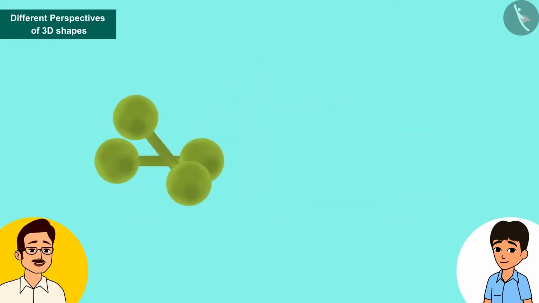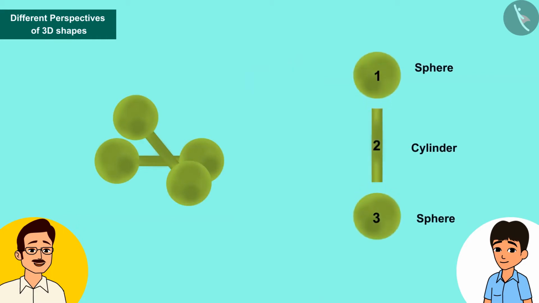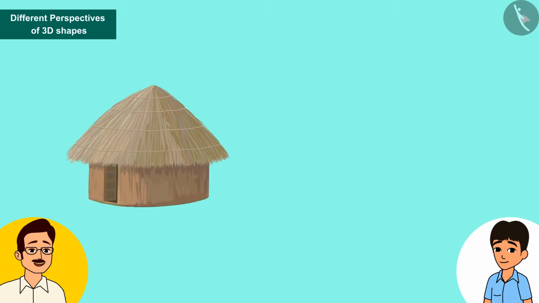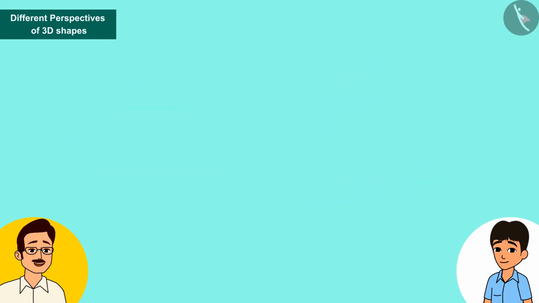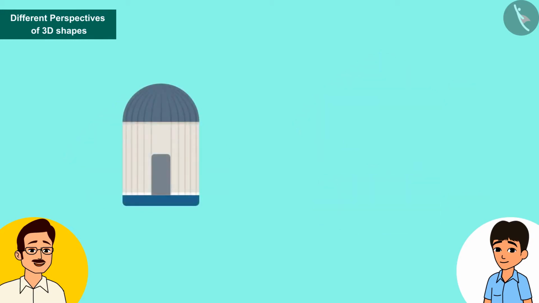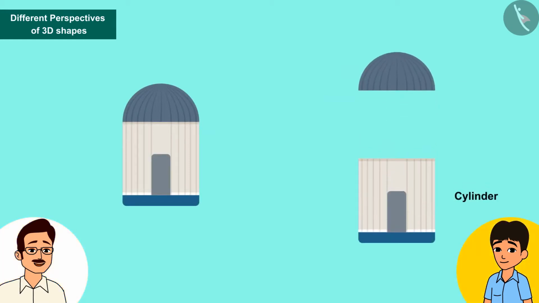If you look at this dumbbell carefully, you will know that it is made with the combination of two spheres and a cylinder. Similarly, this hut is made of a combination of cone and a cylinder. Raghav, now what can you tell about this warehouse? Father, its lower part is a cylinder and the upper part is a hemisphere. Well done. You have learned very quickly.